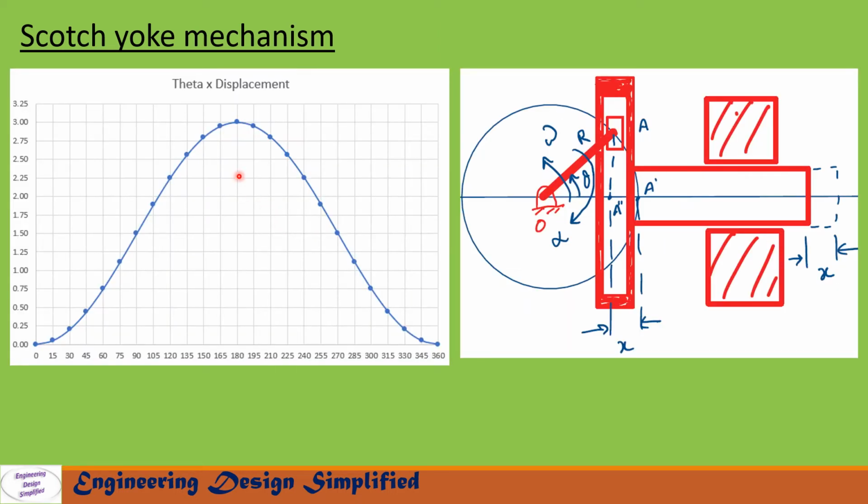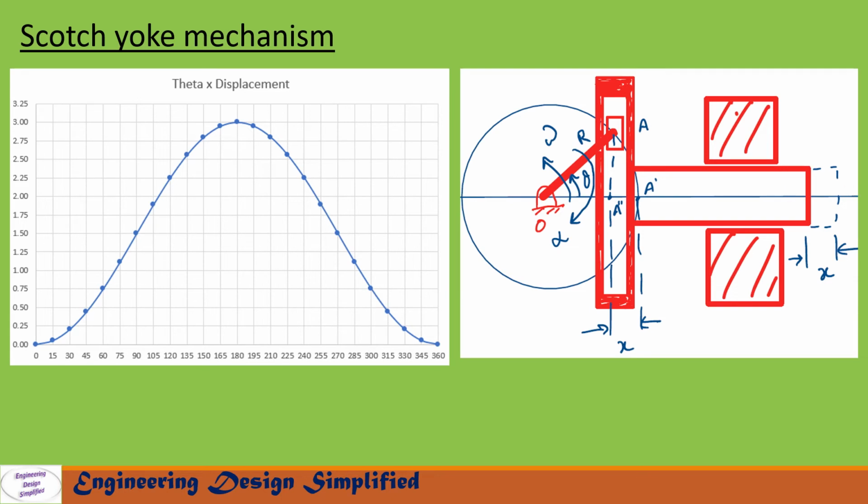In this graph, we have plotted theta versus displacement of the plunger. When theta equal to 0 degrees, the plunger displacement is 0, that means the plunger is at its extreme position. When the crank turns 180 degrees, the displacement x will be maximum, that is the plunger is at the leftmost point. When the crank turns to 360 degrees, the displacement is 0 again, that means the plunger is going back to its original position.